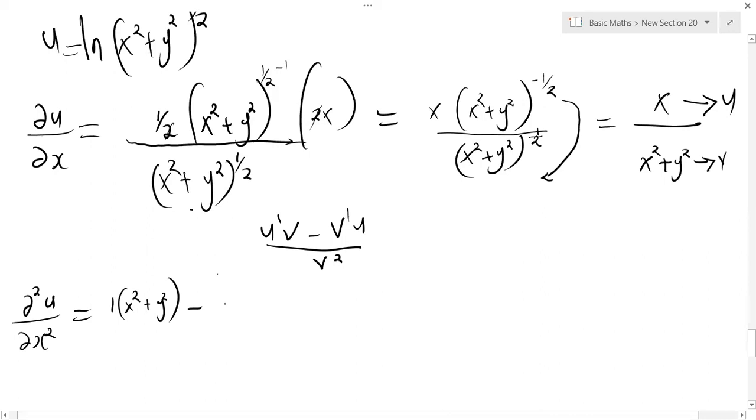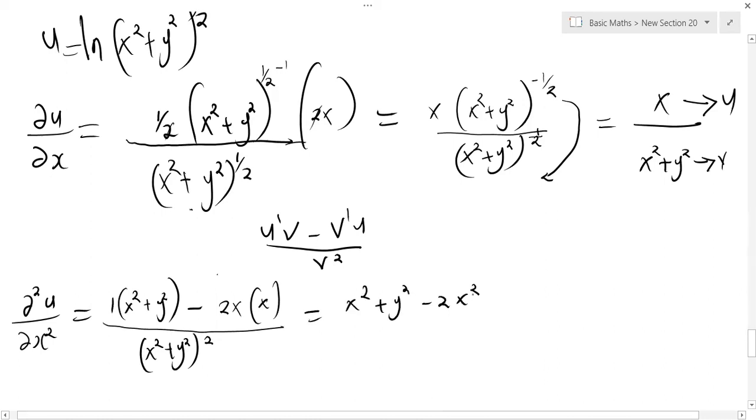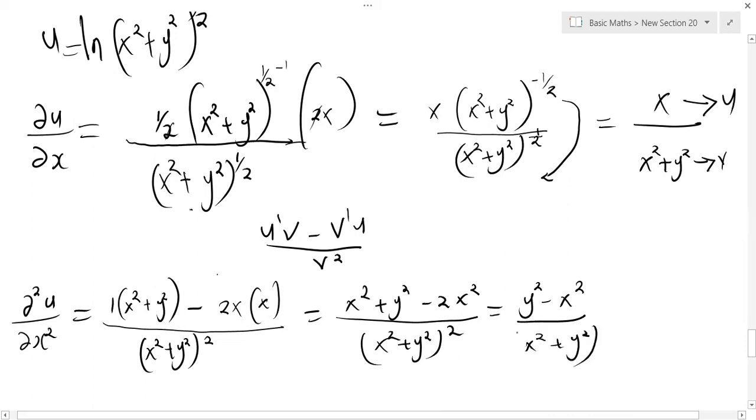So we have 2x there for our v prime. And then what is our u? Our u is x. All this divided by v squared, which is (x squared plus y squared) squared. So this gives x squared plus y squared minus 2x squared, all this divided by (x squared plus y squared) squared. If you simplify the numerator, x squared minus 2x squared, we have y squared minus x squared over (x squared plus y squared) squared. That is our del 2u del x squared.